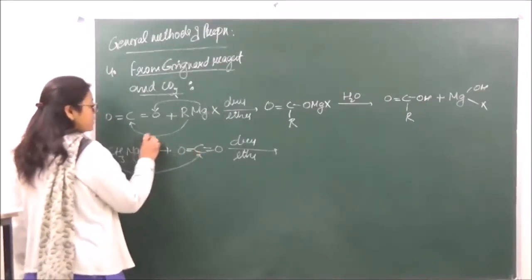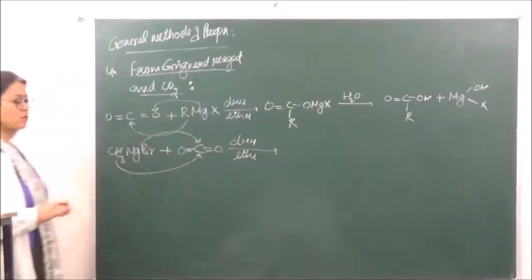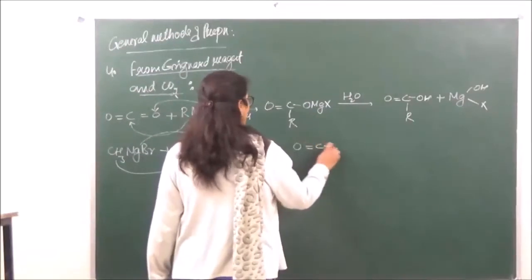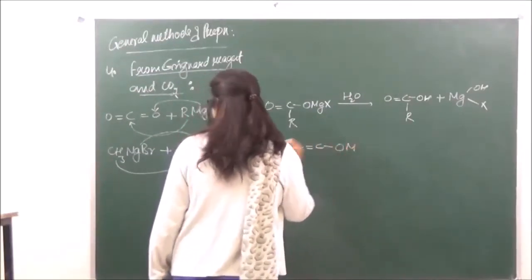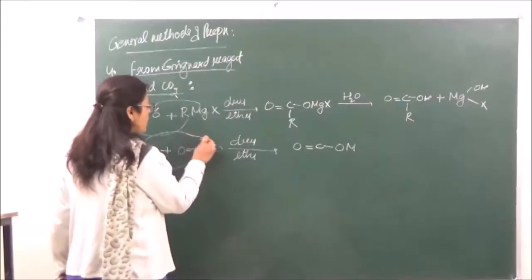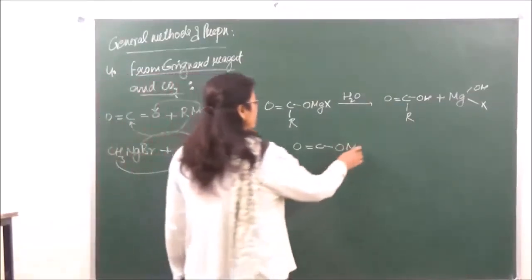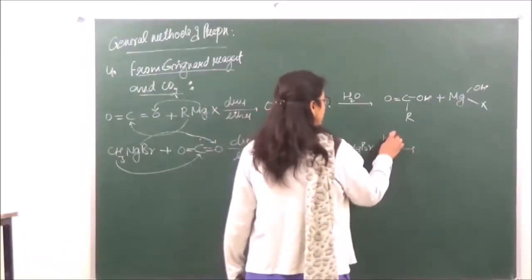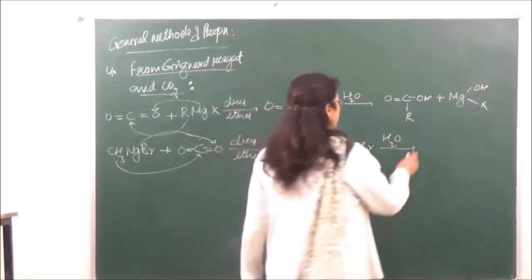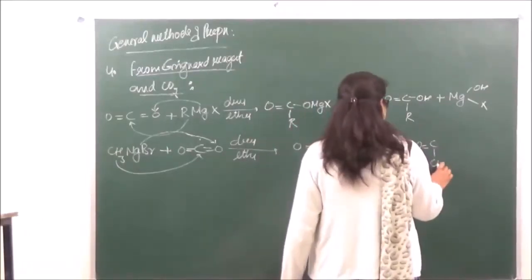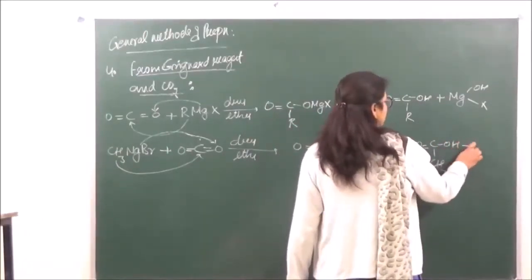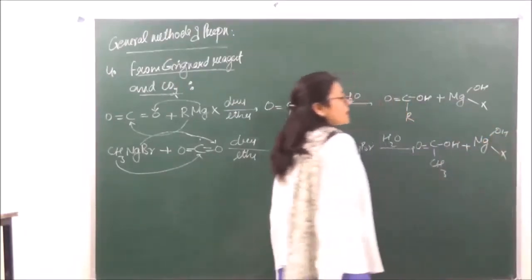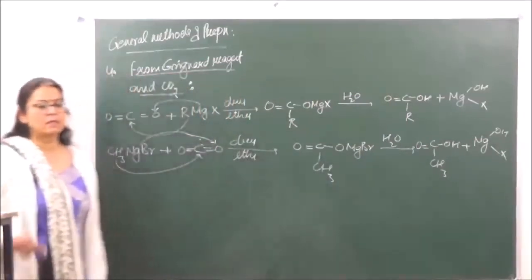CH3 will attack at this position and MgBr will attack at this oxygen, such that we have over here C double bond O, OMgBr and CH3. This on hydrolysis is going to give us O double bond C, CH3, OH, acetic acid, plus Mg(OH)X. Okay?